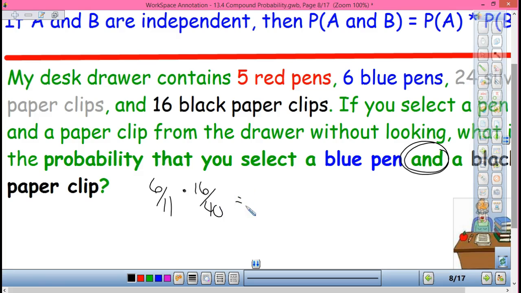Okay. I will tell you it might help to reduce them first. So here I've got 6 over 11 times 2 over 5. So multiply those together and we get 12 over 55. Okay, that's about right.